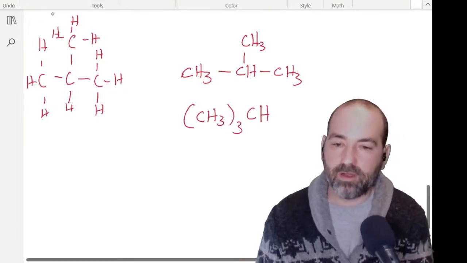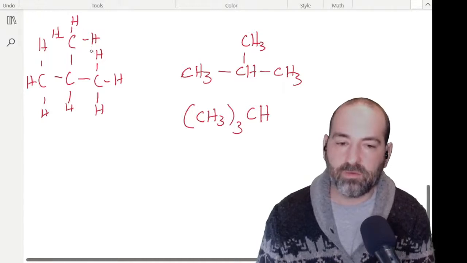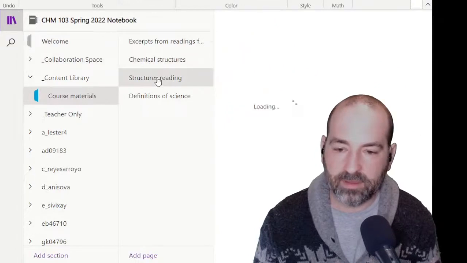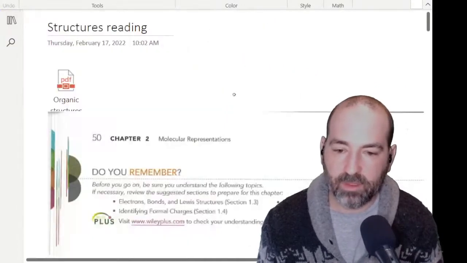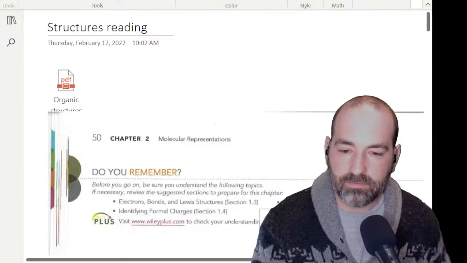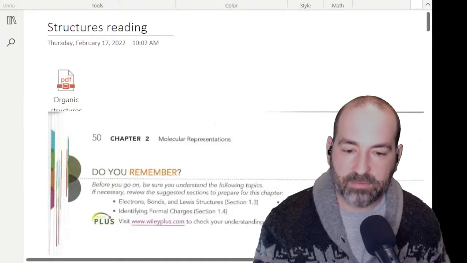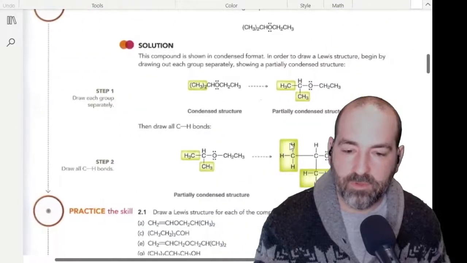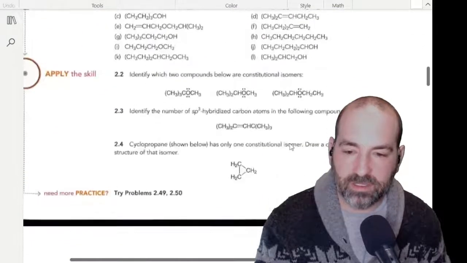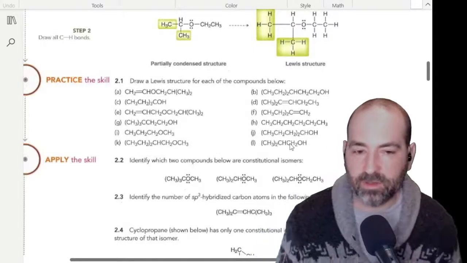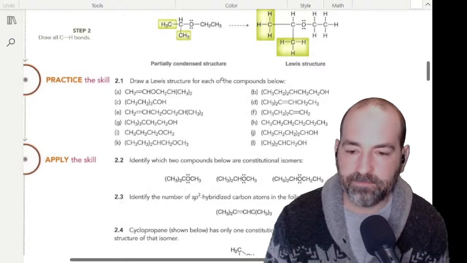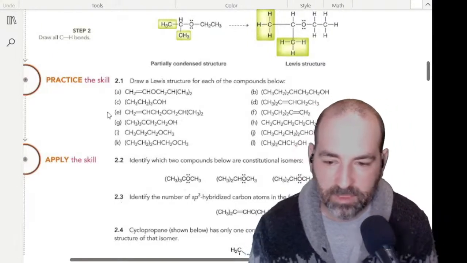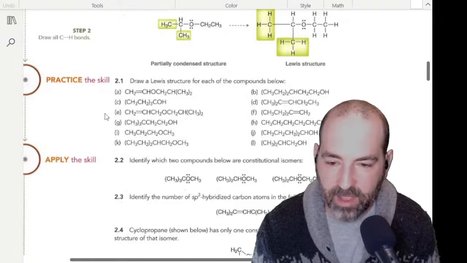So the first part of the work for this module, if we look over at the chapter here, is working with how you deal with moving these Lewis structures and condensed structures around. You'll see there's a whole list of condensed structures, and then it asks you to draw a Lewis structure for each one. So let's see if we can pull one of these out and give it a try.